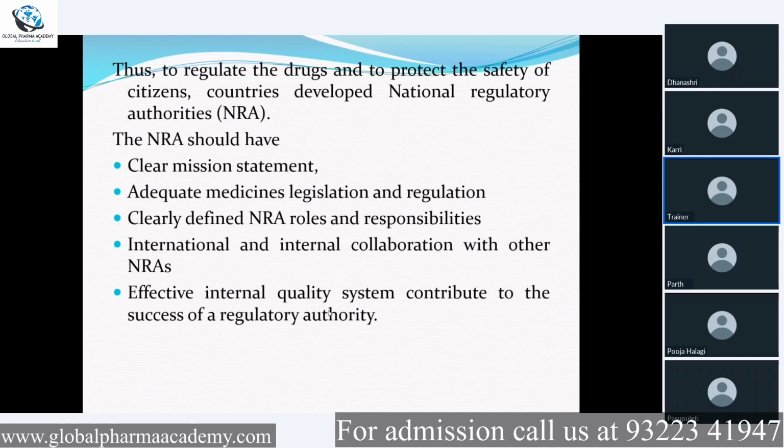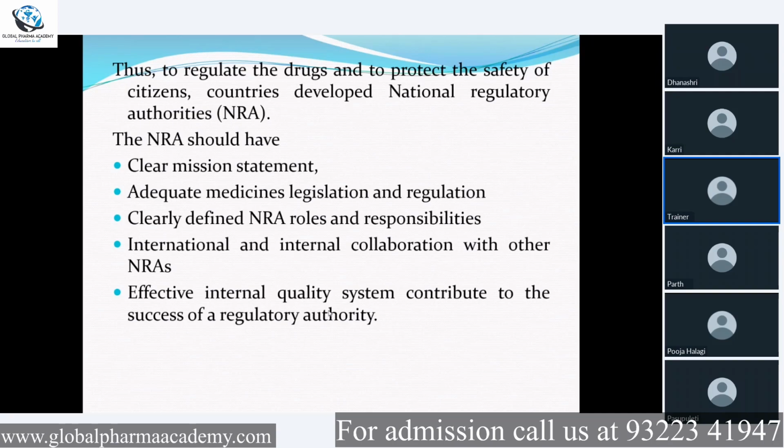The next is clearly defined NRA roles and responsibilities. There are multiple departments in every NRA. One department will check the quality, another department will check the safety, a third department will check the efficacy, and a fourth department will check the pricing of that medicine, what the pricing should be. Then a fifth department will check the bioequivalence study or other innovator products to which it is compared. So multiple departments should be there.